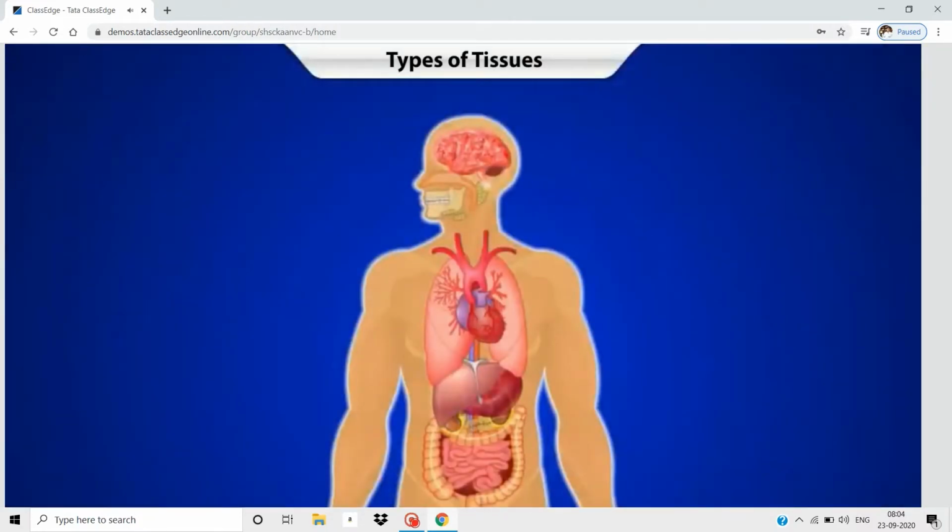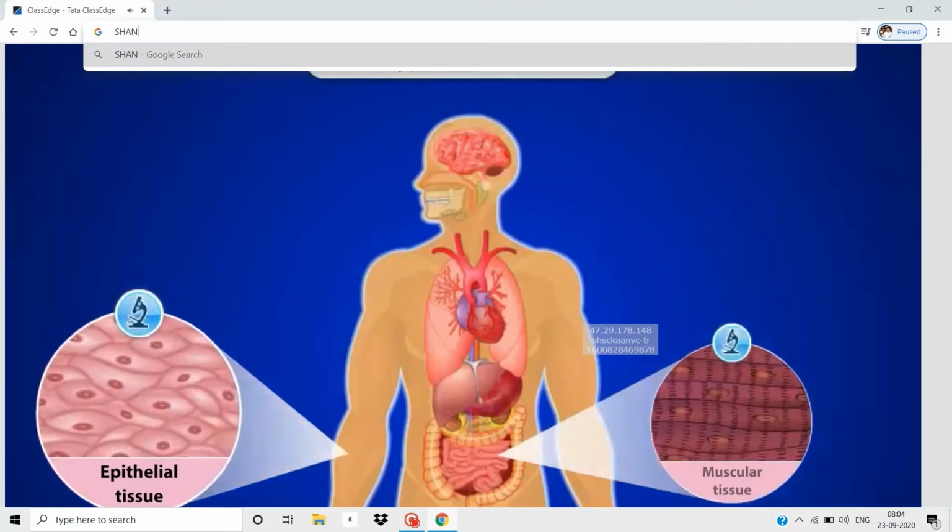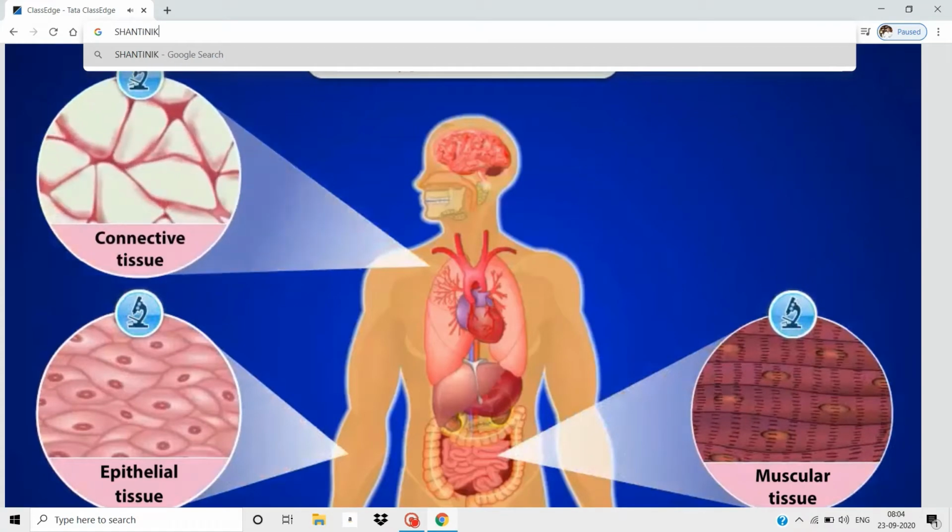The body of an animal, including human beings, is built up of 4 basic types of tissues. These are epithelial, muscular, connective, and nervous tissue.